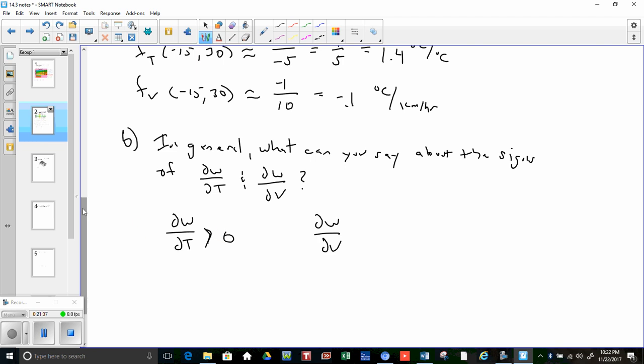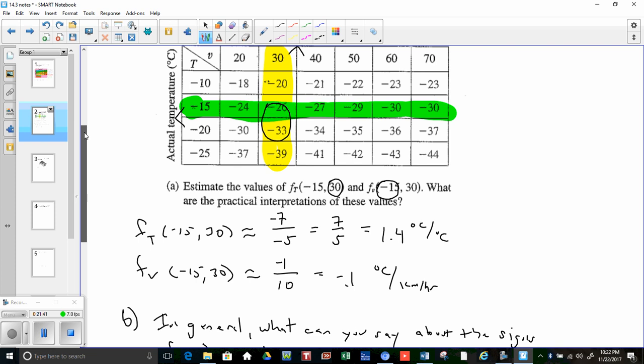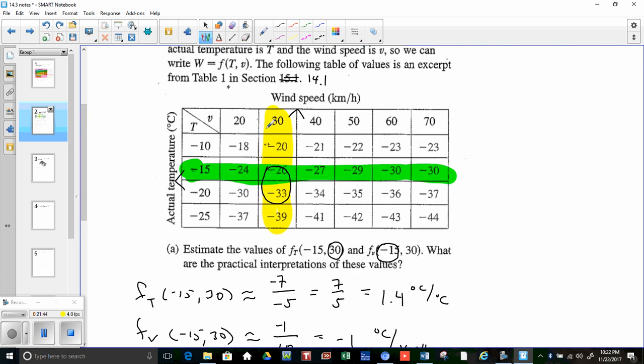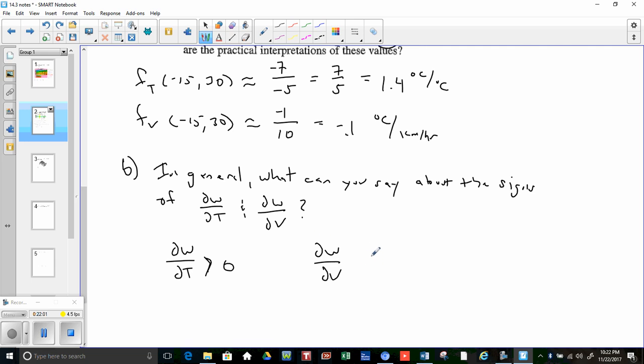And then vice versa, if we took the wind chill and the velocity, so take the wind speed, as the wind speed increases, you would expect the temperatures to get colder. So as the wind chills get colder and the wind speed gets greater, you're going to have a negative slope because you'll have a negative divided by a positive. So this should be less than 0.